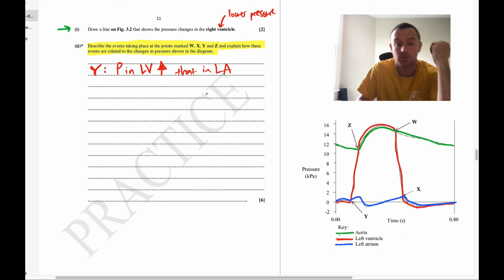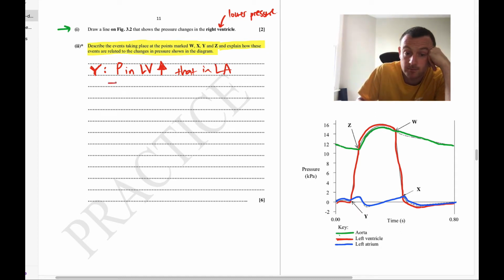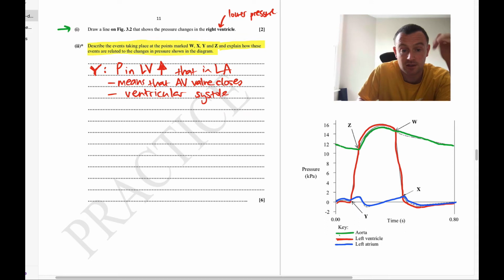So we have an increase in pressure. This means that the AV valve closes, and some of you said it closes to prevent backflow of blood. And all this is because we have the start of ventricular systole. Okay, so you can see how I've done the three things. I've talked about the pressure changes, I've talked about the valve opening or closing, and I've talked about what action is happening. So that's Y. Okay, Z.